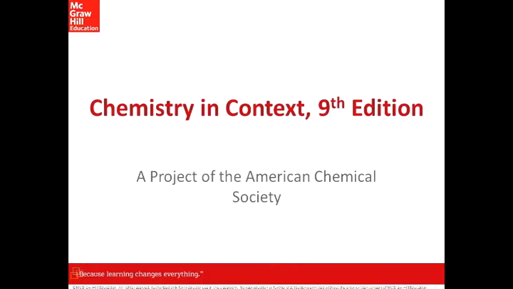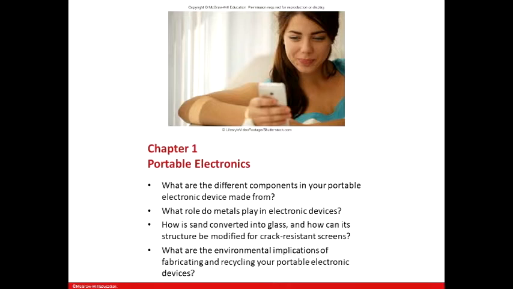So, in this Chapter 1, you learn a lot about portable electronics. You learn why your cell phone works at the end of the day. And so, what are the different components in your portable electronic devices made from? What role do metals play in electronic devices? How is sand converted into glass? And how can its structure be modified for crack-resistant screens? Again, like screens in your cell phones.